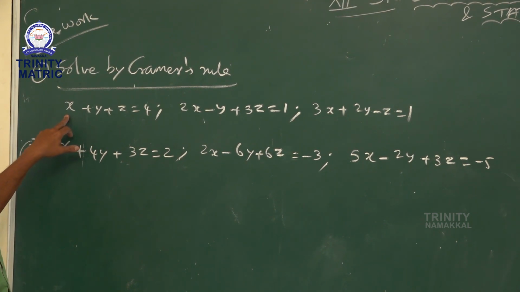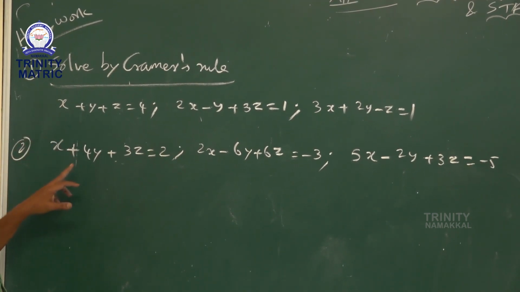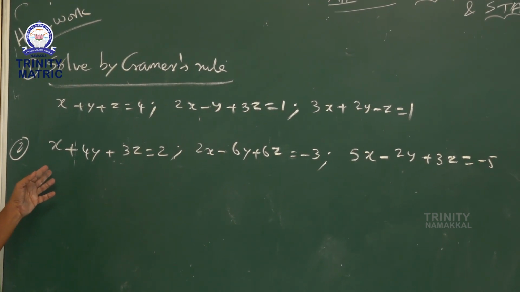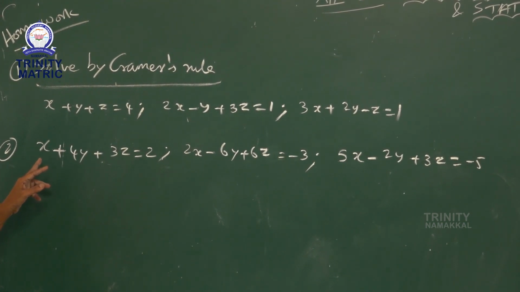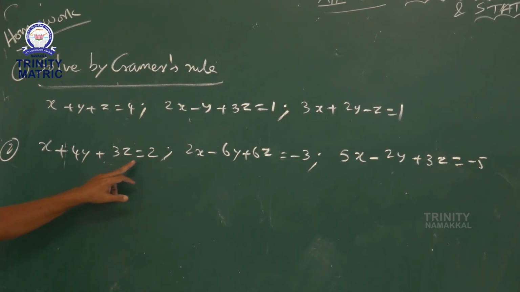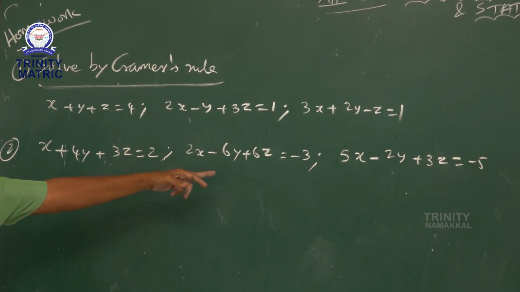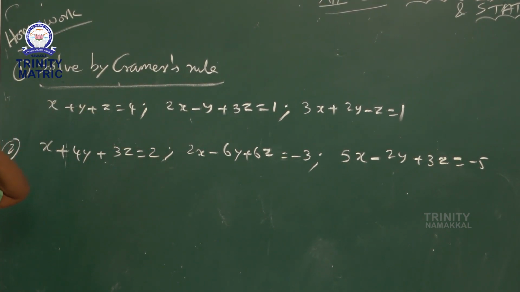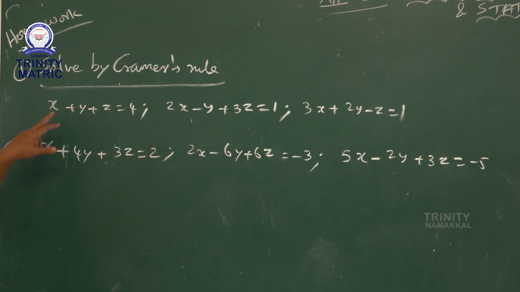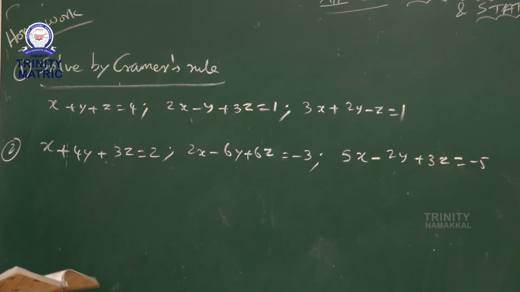This one is in your textbook example sum. This one is exercise 1.2 fifth sum. X plus 4y plus 3z is equal to 2. Next one is 2x minus 6y plus 6z is equal to minus 3. Third one is 5x minus 2y plus 3z is equal to minus 5. Kindly copy it and do it yourself. Thank you. Next sum will go.